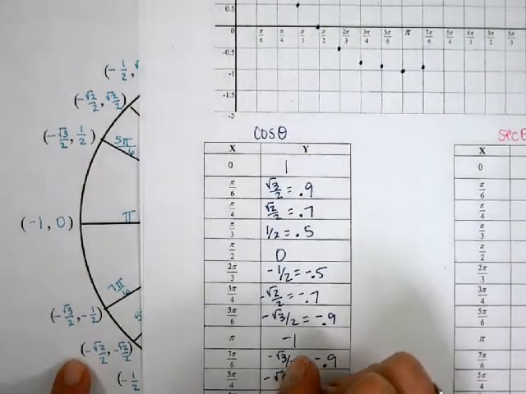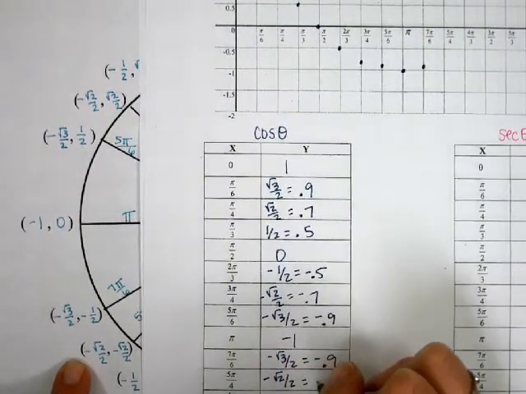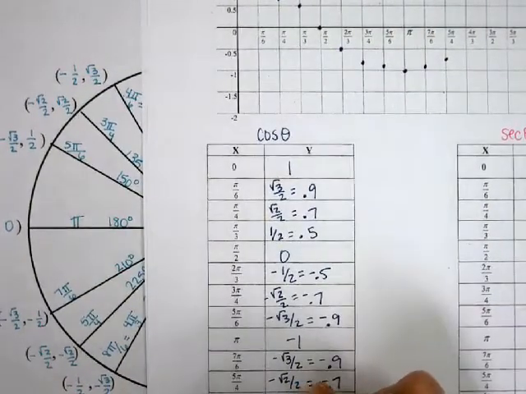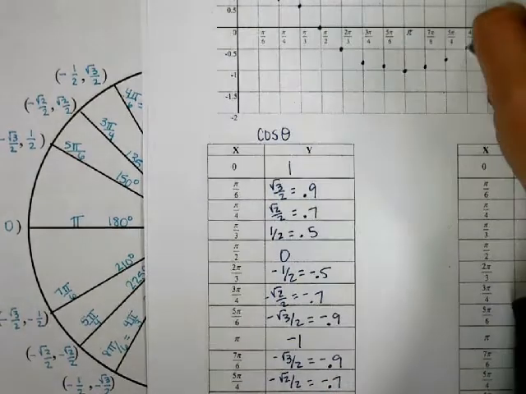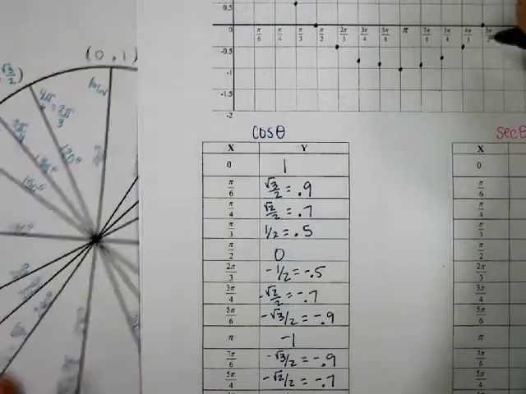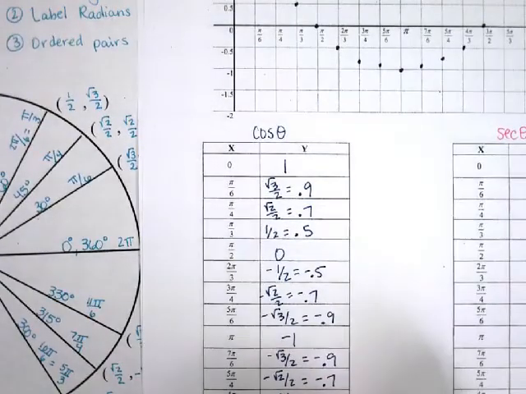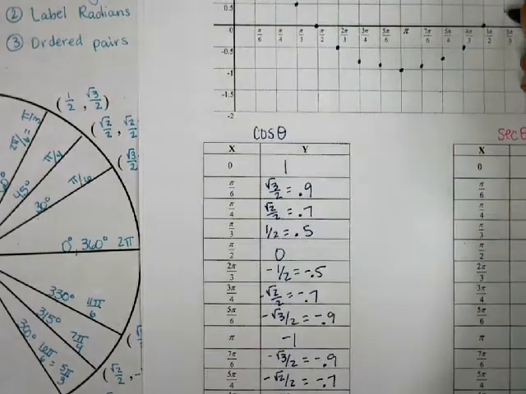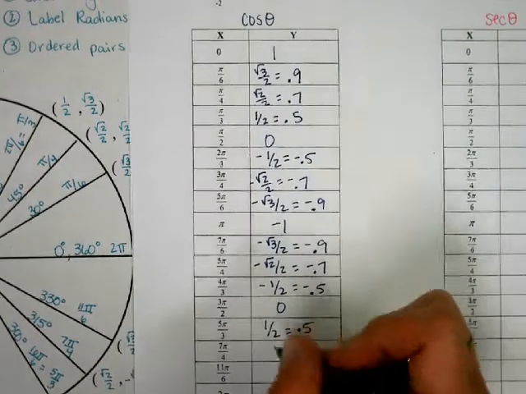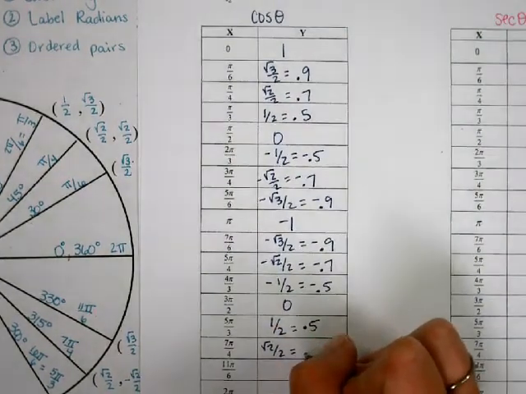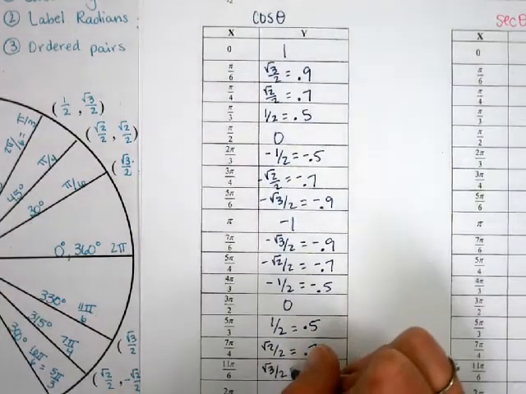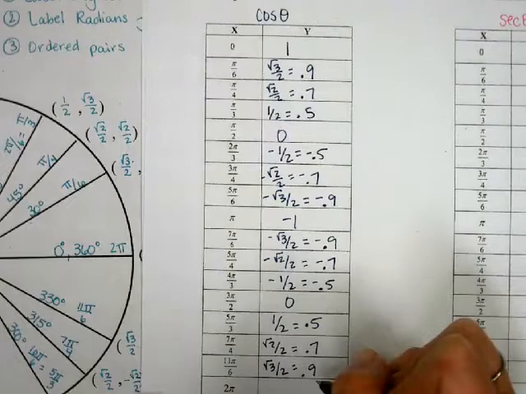5 pi over 4, negative root 2 over 2, so negative 0.7. 4 pi over 3, negative 1/2. 3 pi over 2 is 0. 5 pi over 3, positive 1/2. 7 pi over 4, root 2 over 2, so 0.7. 11 pi over 6 is root 3 over 2, so 0.9. Back to 2 pi, which is 1.